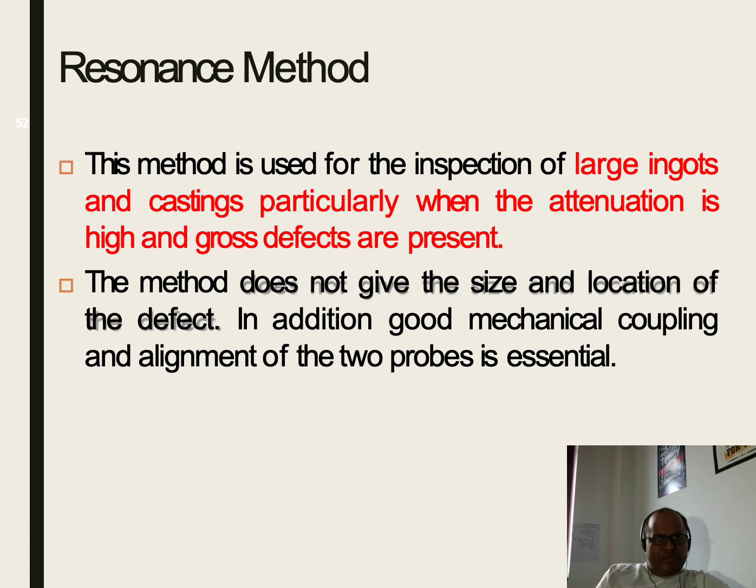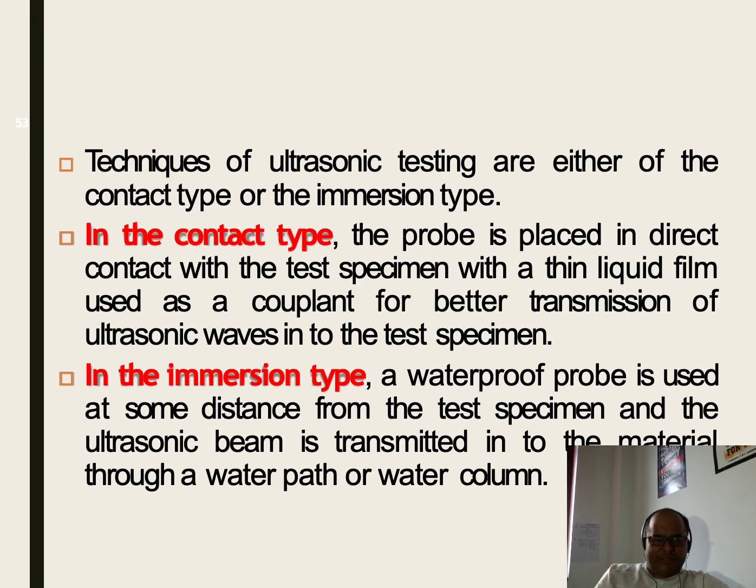Resonance method: this method is used for the inspection of large ingots and castings, particularly when the attenuation is high and gross defects are present. The method does not give the size and location of the defect. In addition, good mechanical coupling and alignment of the two probes is essential.